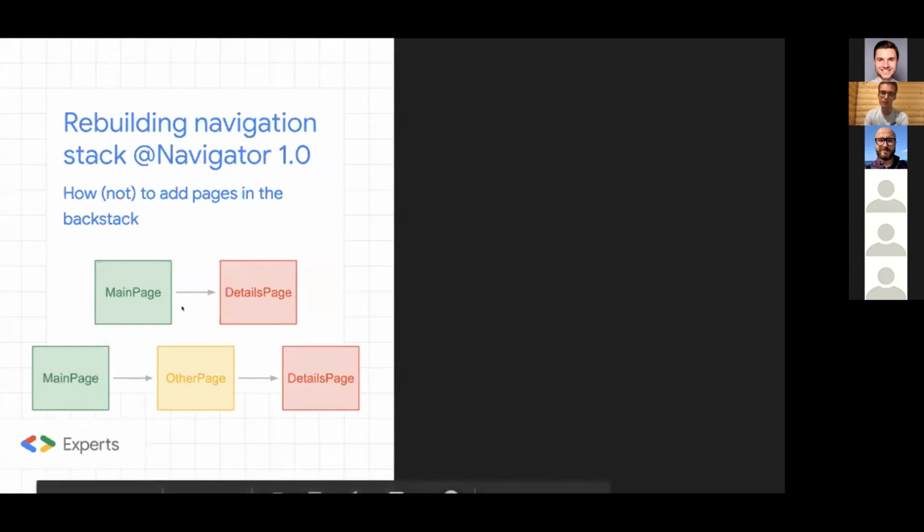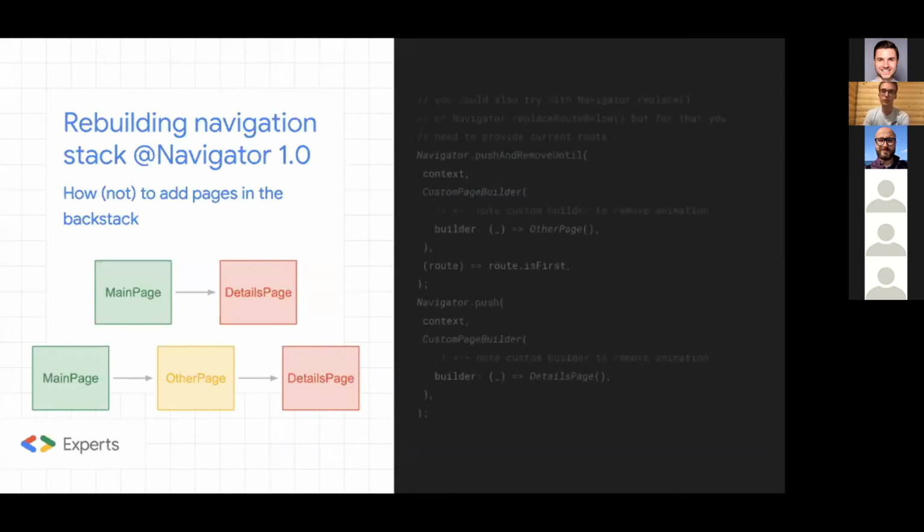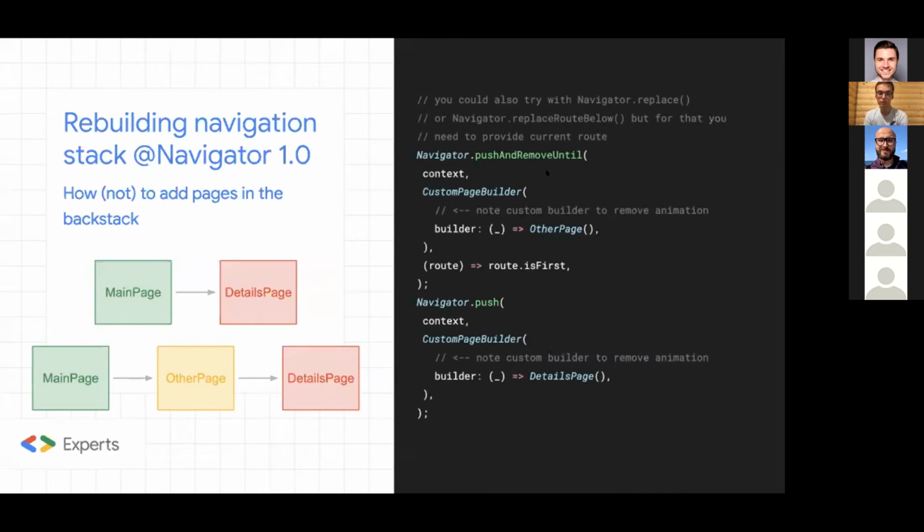So we have this layout, main page and details page, 2 pages in a stack, and we want to add another page between these 2 pages. I was thinking about how to do it with Navigator 1.0, the previous Navigator, and this is a very simple example that I came up with. Of course, you could do it in many different ways.